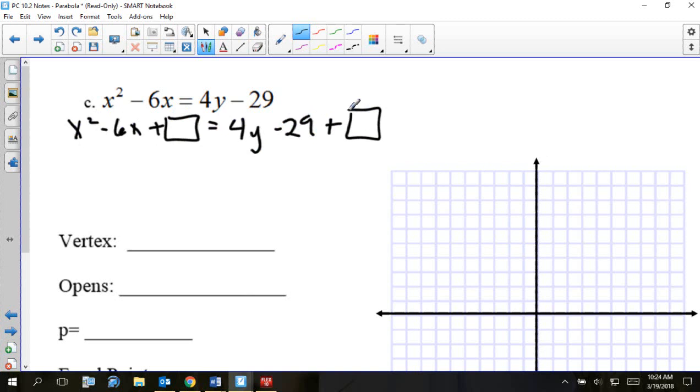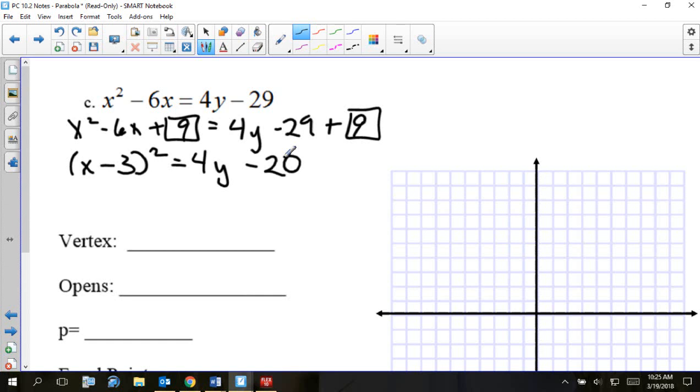Make sure you put the square to both sides. So I'm going to complete it with 9 to both sides. Once I've completed the square of the x, now I'm going to have to take care of the y side. The y side should also have a parenthesis. It cannot be 4y. It just has to be y inside of the parenthesis.